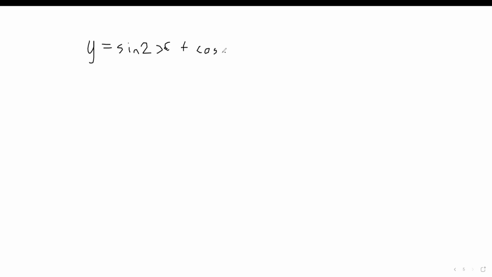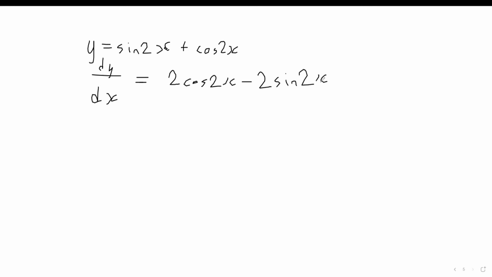So now we just need to find dy by dx. To find dy by dx, we differentiate. When you differentiate sine 2x, you get cos, so you end up with 2 cos 2x. Plus, when you differentiate cos, you get minus sine, so you get minus 2 sine 2x. All right, so this is dy by dx.